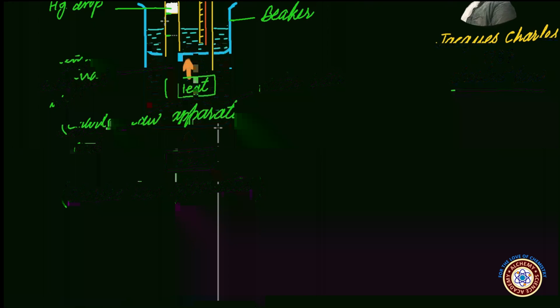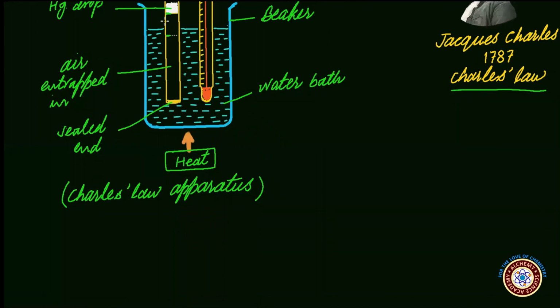So on heating, the pressure of trapped air increases above the normal pressure. Therefore, the mercury drop, which acts as a sort of piston, is pushed upward until the pressure of the trapped air, which is gas, becomes equal to the atmospheric pressure. Consequently, the gas expands on heating. The opposite happens when the system is cooled, or when the gas is cooled. So let us see what is actually happening when we heat the gas, or when we increase the temperature.